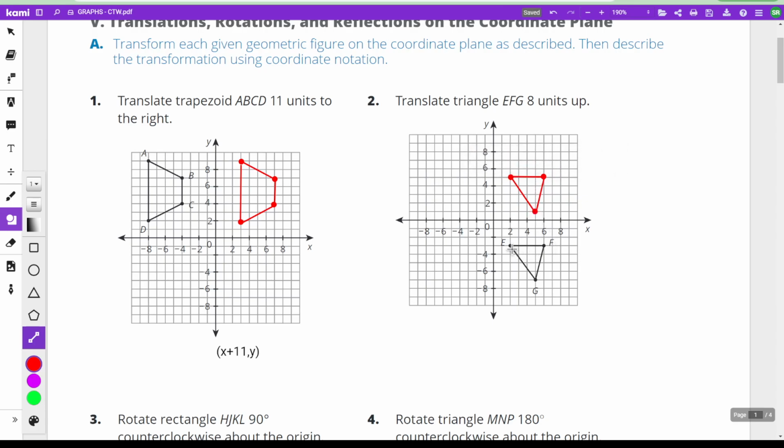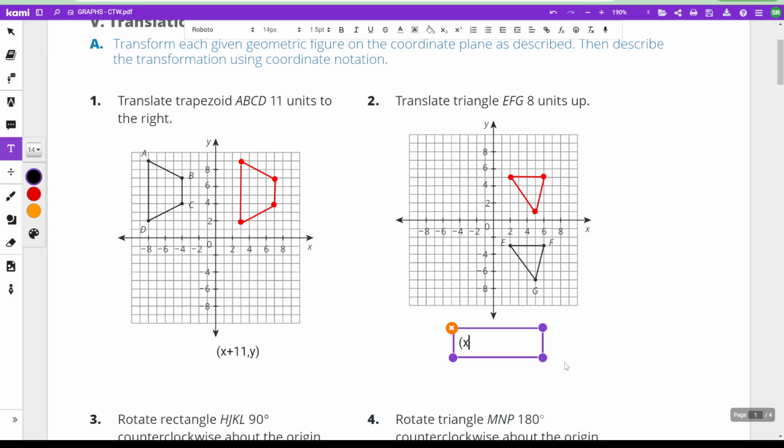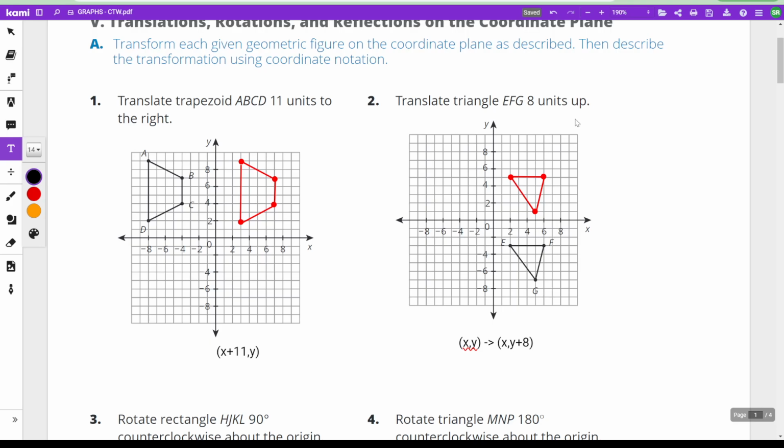So if you notice, on this one, if we think of our coordinates for E, F, and G, the x values of those coordinates remain the same when translating up, but the y coordinates changed. And so if we want to write the coordinate notation to describe this transformation, we could say that the x, y coordinates were transformed to become x, y plus 8, such that x remained the same, but y increased by 8 units because we translated 8 units up.